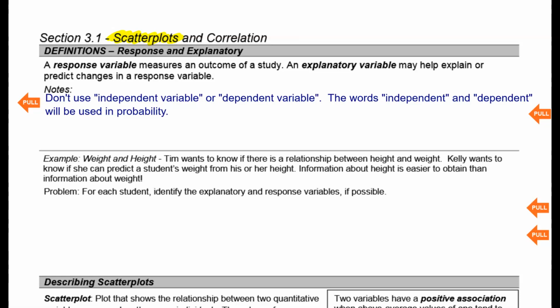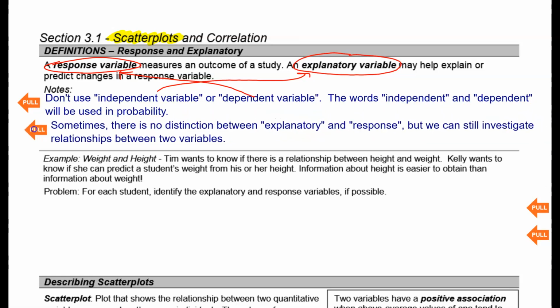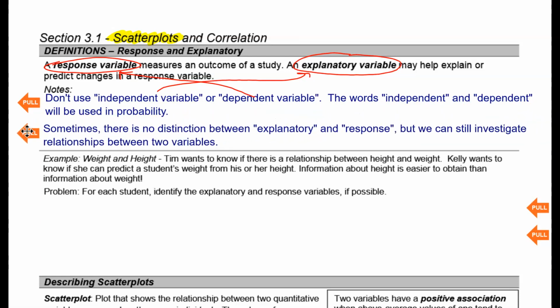Just so you know, the connection between those words and our new vocabulary terms: explanatory variable is typically what we call the independent variable, and response variable is typically what we called the dependent variable. All right, another note here. Sometimes there's really no distinction between explanatory and response, but we can still investigate relationships between two variables. So there won't always be a clear-cut line as to which variable is explanatory and which is response. And we'll actually see that in the first example here.